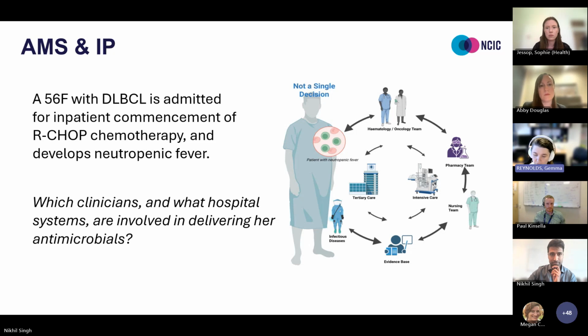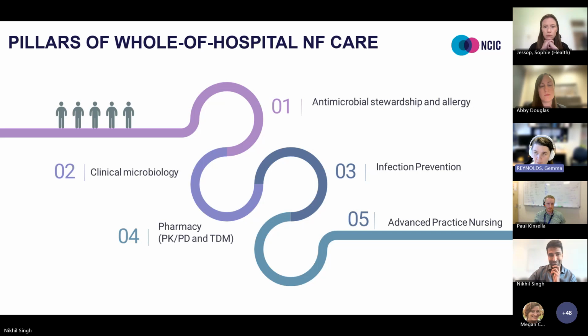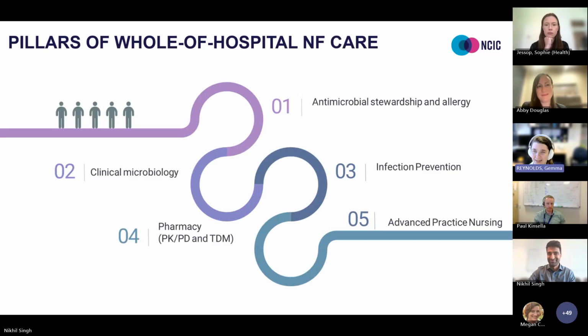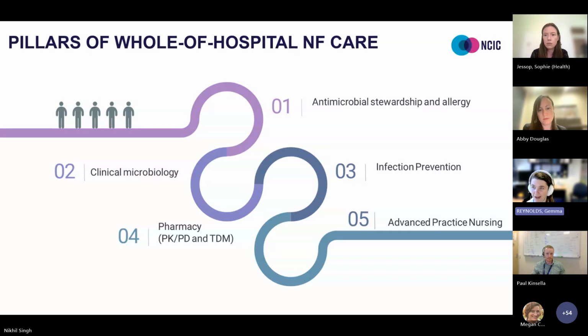And it's moving neutropenic fever from a single decision around an emergency antibiotic plan to a systems approach within a hospital that really includes not only hematology and oncology and ID physicians, but our pharmacists, our environments and intensive care, our nursing staff critically at the bedside. And so we derived these pillars of whole of hospital neutropenic care on the previous slide, sorry, Nicole, around antimicrobial stewardship and allergy, the role of clinical microbiology and infection prevention, optimizing PK/PD and the administration of these antimicrobials, and advanced practice nursing. And there's a lot of detail and content within the best practice guidelines, but we're going to canvass between Paul and myself some of the higher level summaries.